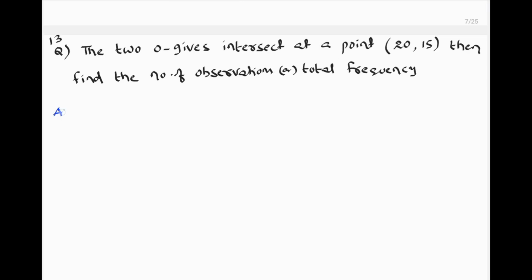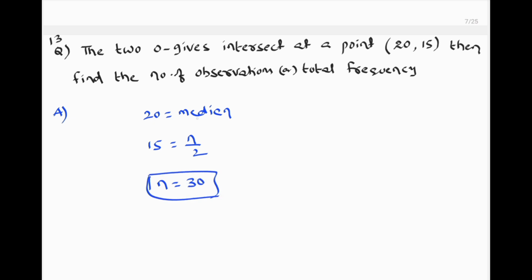Here the two ogives are intersecting at the point 20 comma 15. Then we have to find the number of observations. So 20 is the median here. The x coordinate value will be the median. Therefore the y coordinate 15 is equal to n by 2. On transposing, the total number of observations will be 30. So the x coordinate will be the median and the y coordinate value will be n by 2.